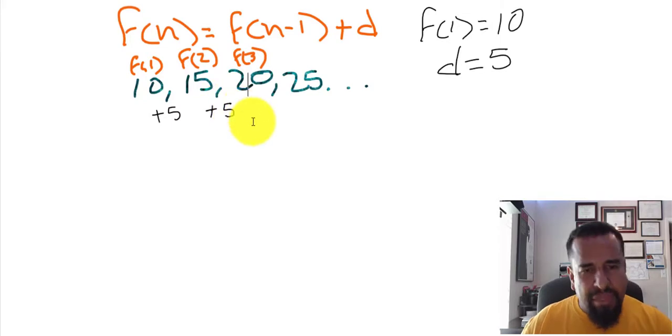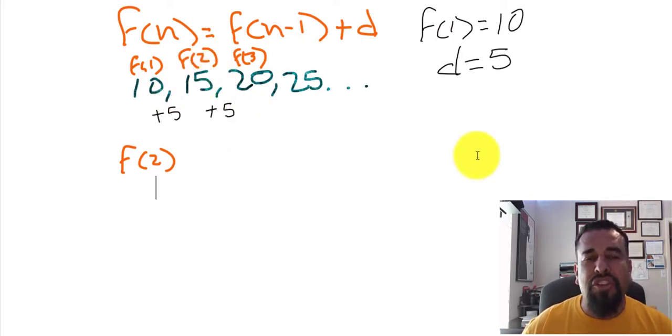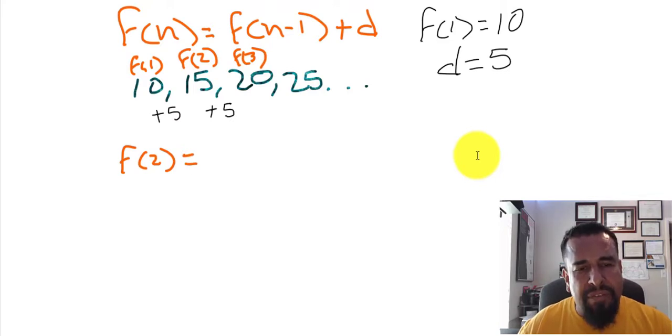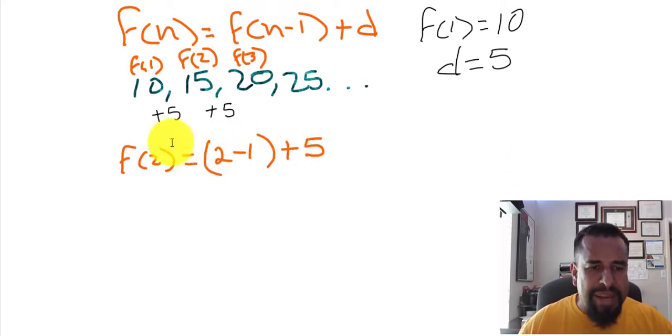All right, now that we got that out of the way, let's go ahead and plug in some values. Let's say that we wanted to find f of 2. That means I want to find the value of my second term. Right now, I obviously have my value, but I'm just going to plug it in to test this recursive rule out. So we're going to have f of n minus 1, which would be 2 minus 1, plus the common difference. Now, that 2 means my second term. I plug that in for n.